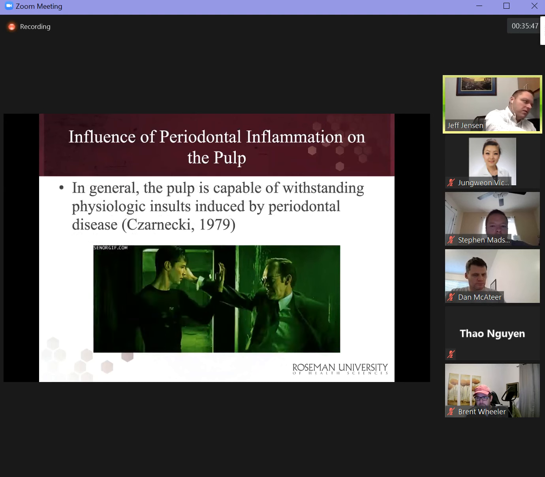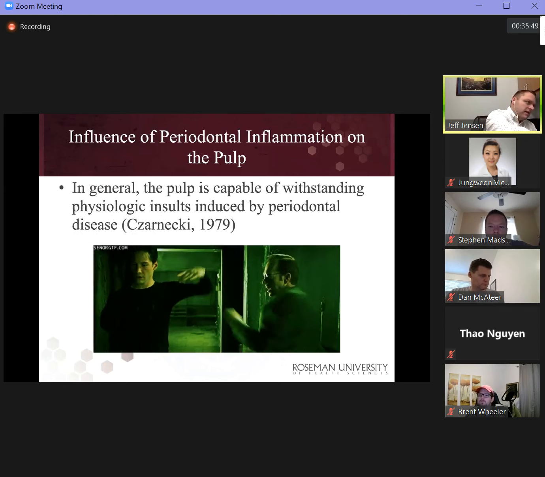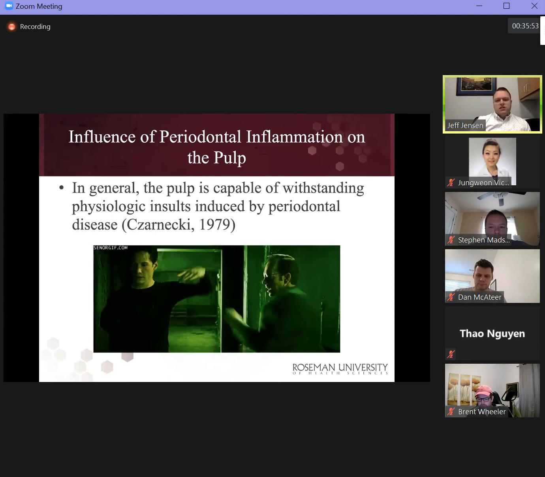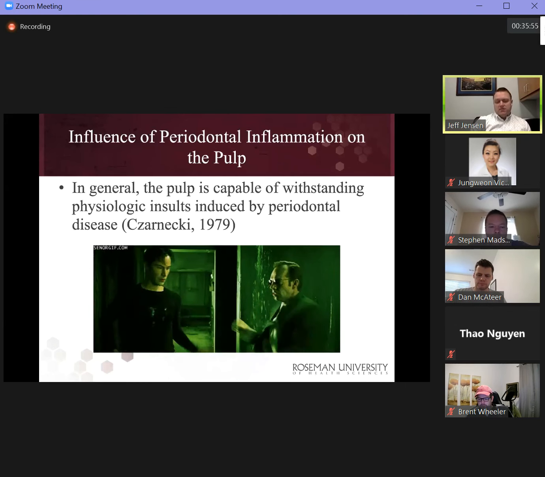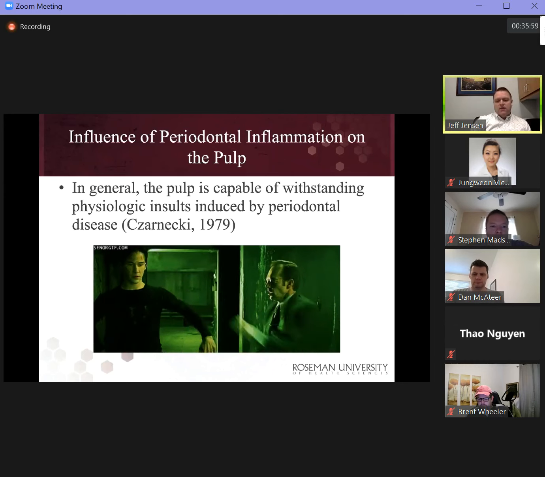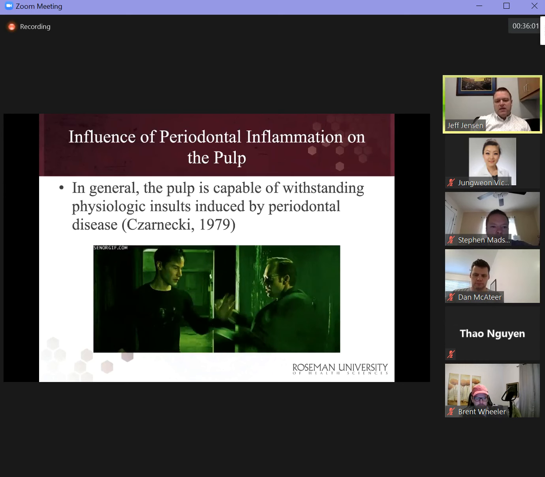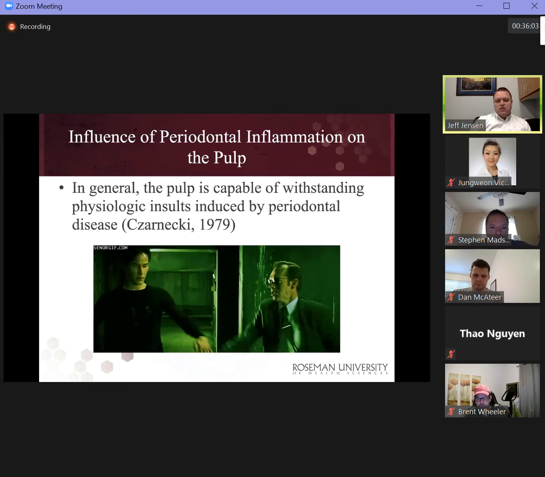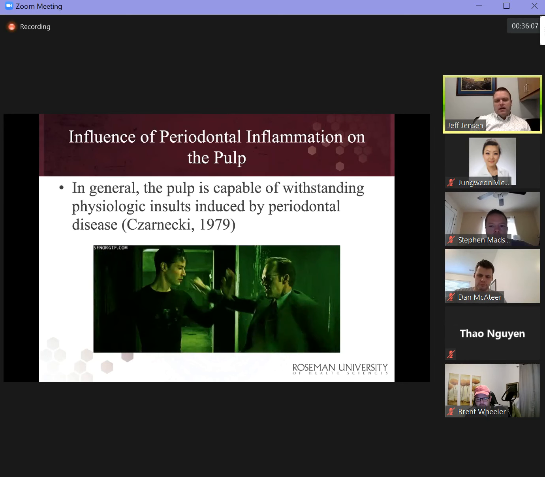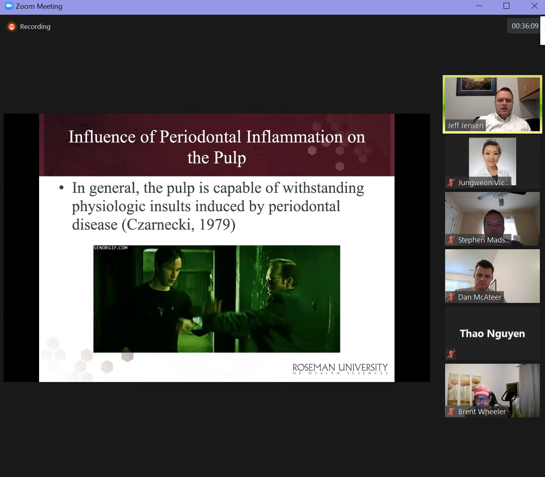So in general, the takeaway point here is that the pulp is capable of withstanding physiologic insults induced by periodontal disease in most cases. If that periodontal disease reaches the apex of the tooth, then you have a little bit higher chance of having some issues pulpally as influenced by the periodontium.